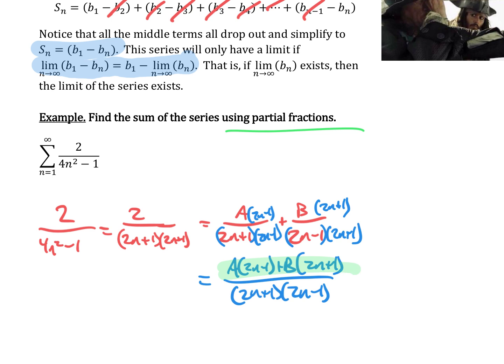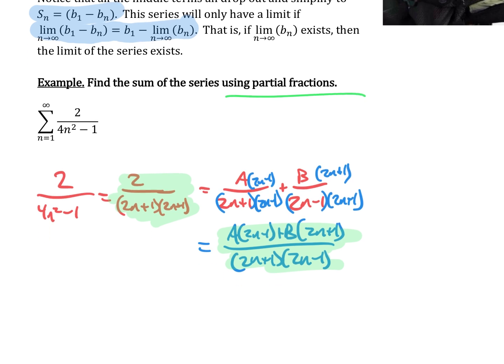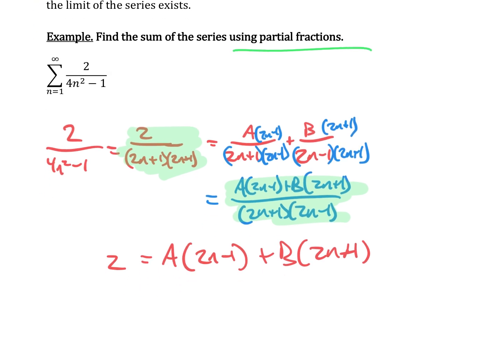And the big idea is that this thing is equal to this. Since those two fractions are equal, the tops have to be equal. That's how partial fractions works. So 2 is equal to A times 2n minus 1 plus B times 2n plus 1. We need to find A and B. This has to be true for all n is the idea.